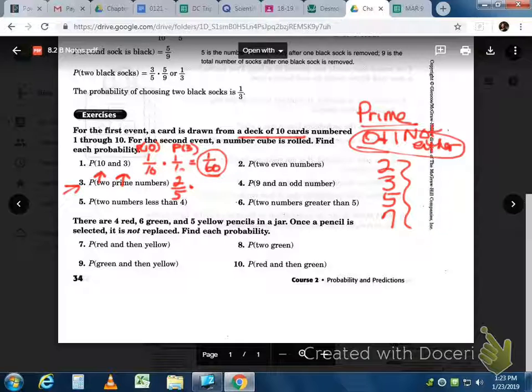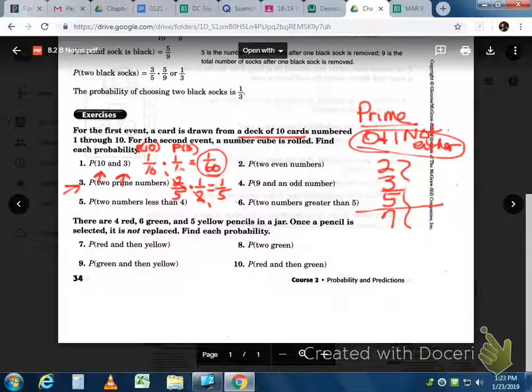3, 6. 3/6. Oh, I drew my line in the wrong spot. 1, 2, 3. 2, 3, 5, right? So 3/6, which is 1/2. 1/2. Cross out. Those become ones. What's the probability of 1/5? 1/5? Okay, this is pretty easy.